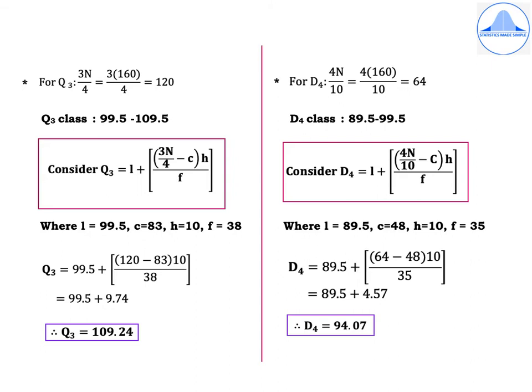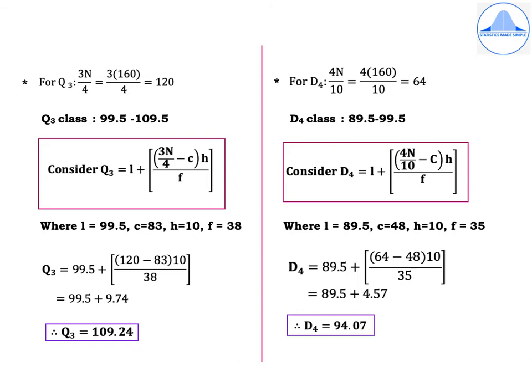Then consider Q3 equal to L plus 3n by 4 minus C into H divided by F, where L is equal to 99.5, C is 83, H is 10 and F is 38. So you get Q3 equal to 99.5 plus 120 minus 83 into 10 divided by 38, which is equal to 99.5 plus 9.74, or Q3 is equal to 109.24.